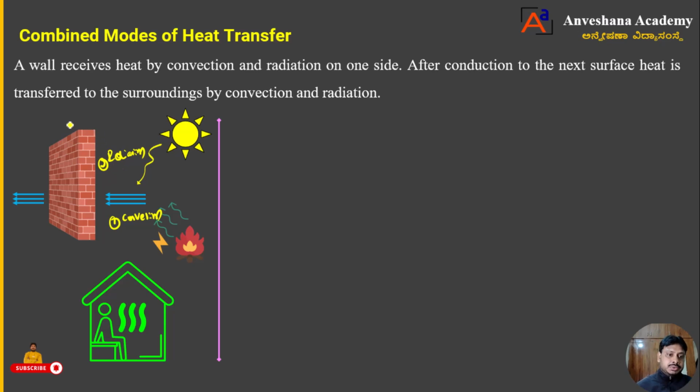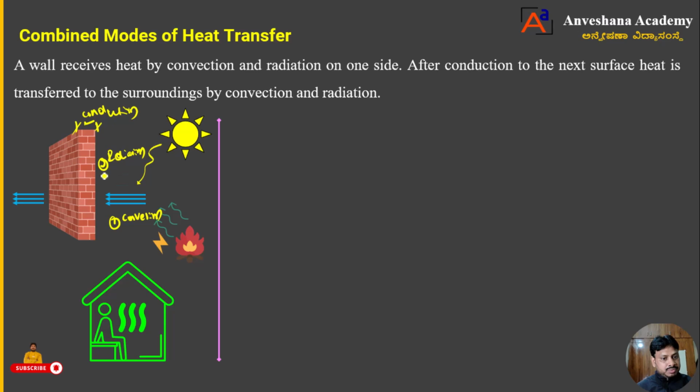Then that heat is going to transfer to the wall, then from the wall to the surroundings through conduction. That means if you take this same application or system, both conduction and convection are there, and radiation is also there. If two or more modes of heat transfer take place in a system, that type of heat transfer we can call a combined mode of heat transfer, dear students.